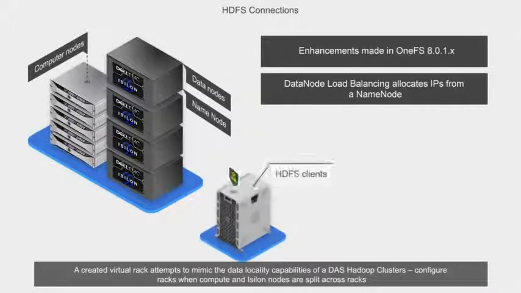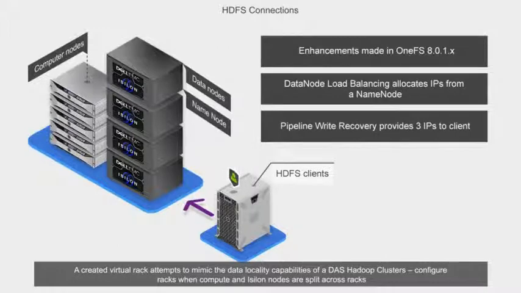When a client sends a request to write to the cluster, Isilon's pipeline write recovery feature provides 3 data node IP addresses to the client. If the first node shows any issues, the client will use a second and then a third IP to finish their Hadoop jobs. This provides an automated retry for clients. Data node load balancing and pipeline write recovery fix issues where a data node runs out of threads. Features are available in OneFS 8.0.1 and later.